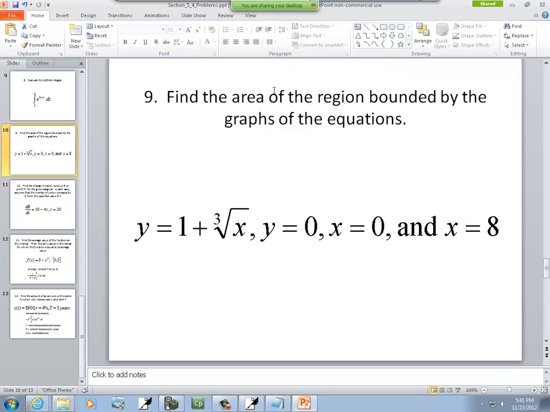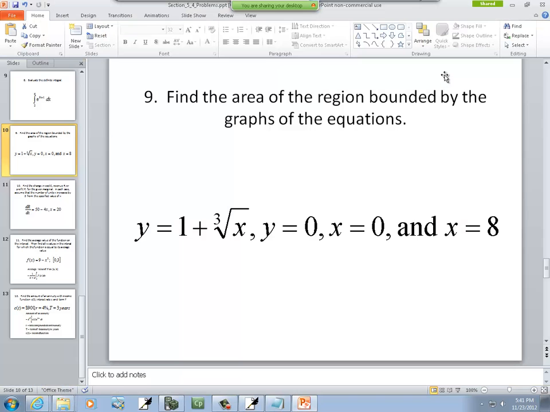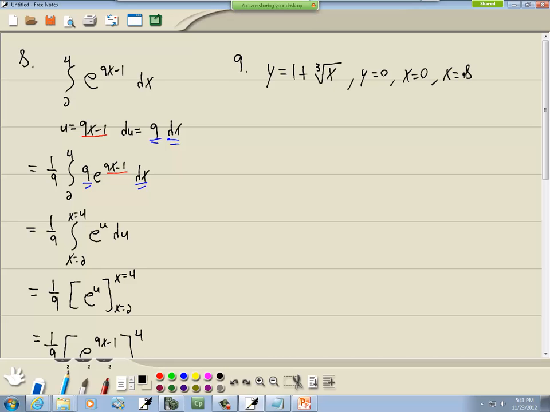Okay, find the area of the region bounded by the graphs of the equations. We've got y is equal to 1 plus the cube root of x, y is equal to 0, x is equal to 0, and x is equal to 8.